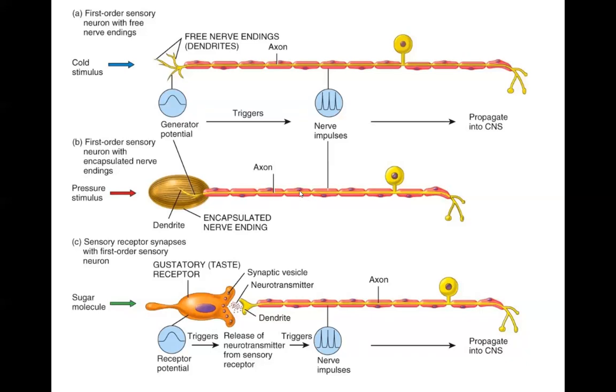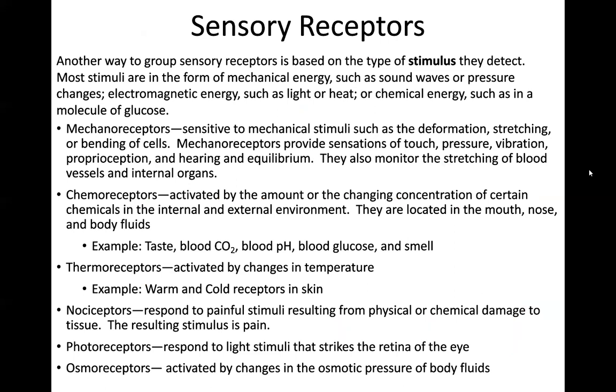Here we're directly stimulating the neurons. Here, same thing. So we're directly generating nerve impulses. Here it's a little bit more involved. Once again, still the end result is the same. Doesn't matter which one you start with, as long as it's being propagated in the central nervous system. Okay, so that's the first way to classify receptors.